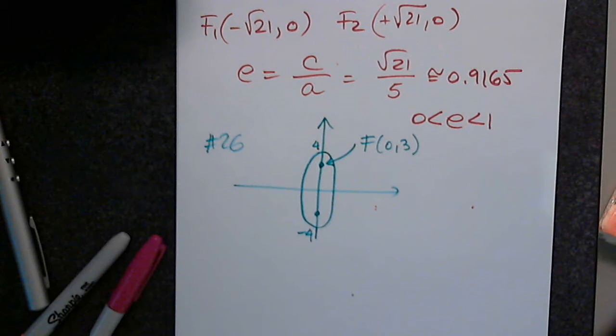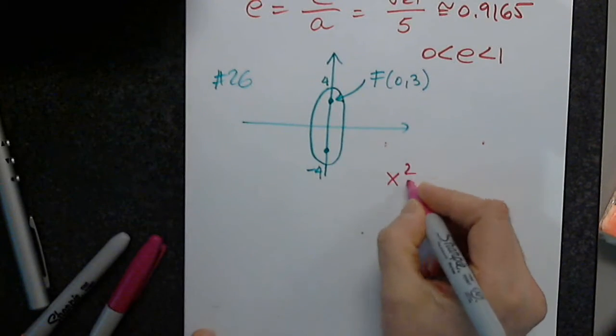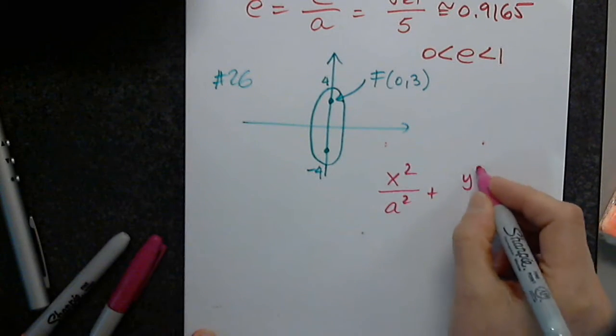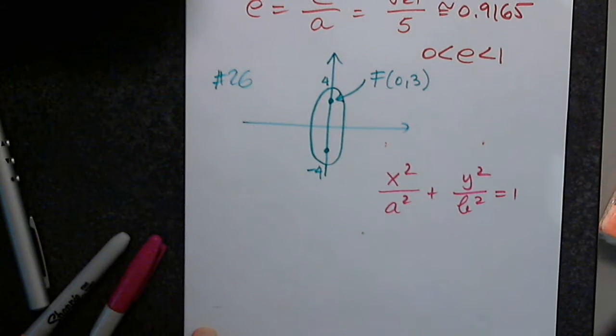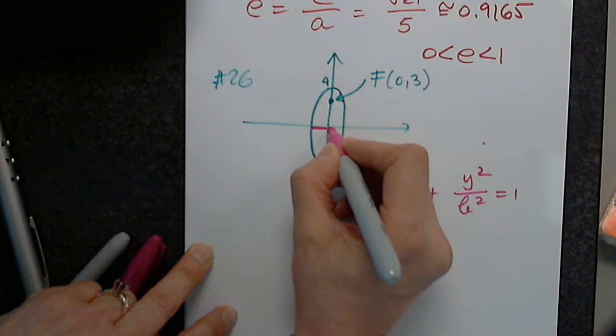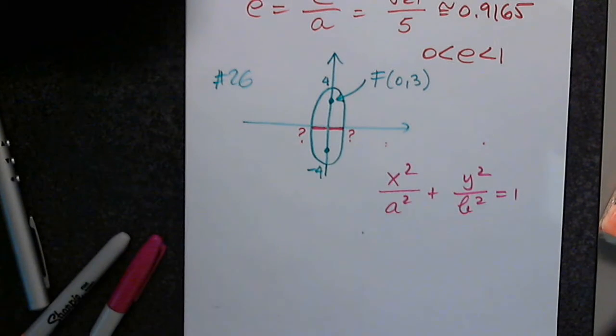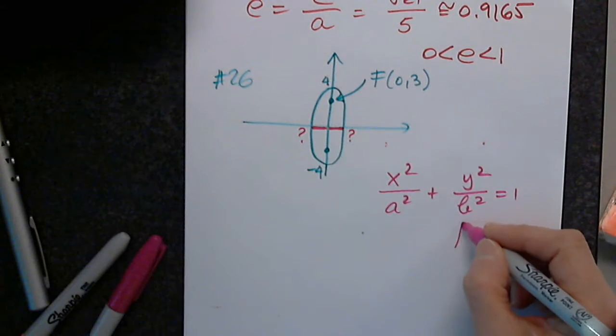So here's the question. Find an equation for the ellipse whose graph is shown. So I know that I have to come up with something like this, because this is the equation of the ellipse. Okay. I do not know this length. So I don't know what this is, and I don't know what this is. But I do know this number for sure.